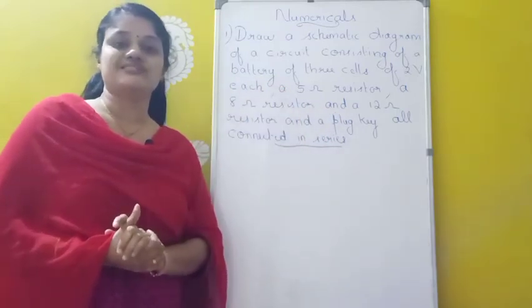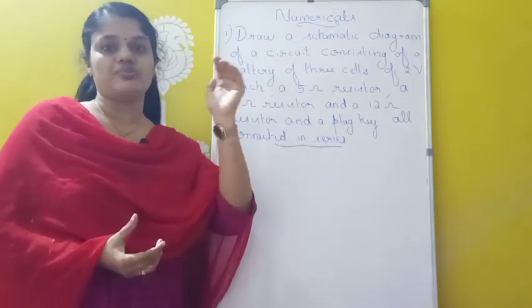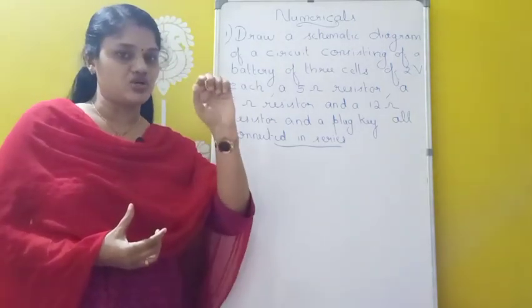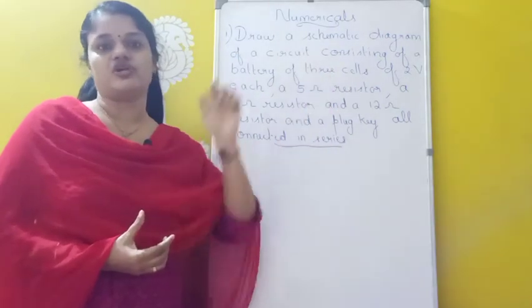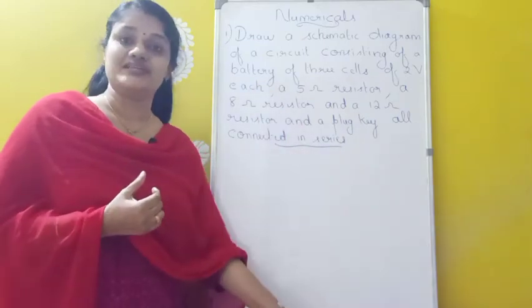And we know that what is series combination? That means the end-to-end connection. The end-to-end combination of components is called a series combination. That is, to the end of one component we are connecting the other component. The end-to-end connection can be called a series combination. So here we have to connect all these devices in series.